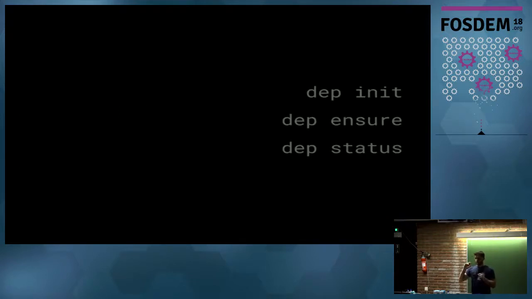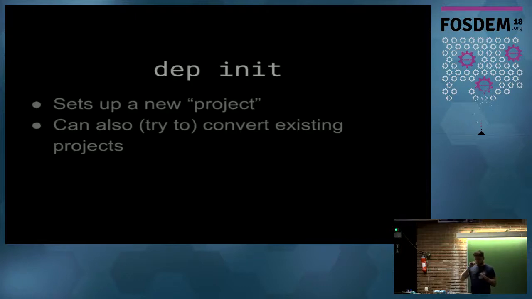Dep has fundamentally three commands: dep init, dep ensure, and dep status. We're only really going to talk about the first two here. Dep status reports the state of things; there's not as much to explore there. Dep init is for setting up a new Go project. It can also try to convert existing projects, and it does pretty well at this.